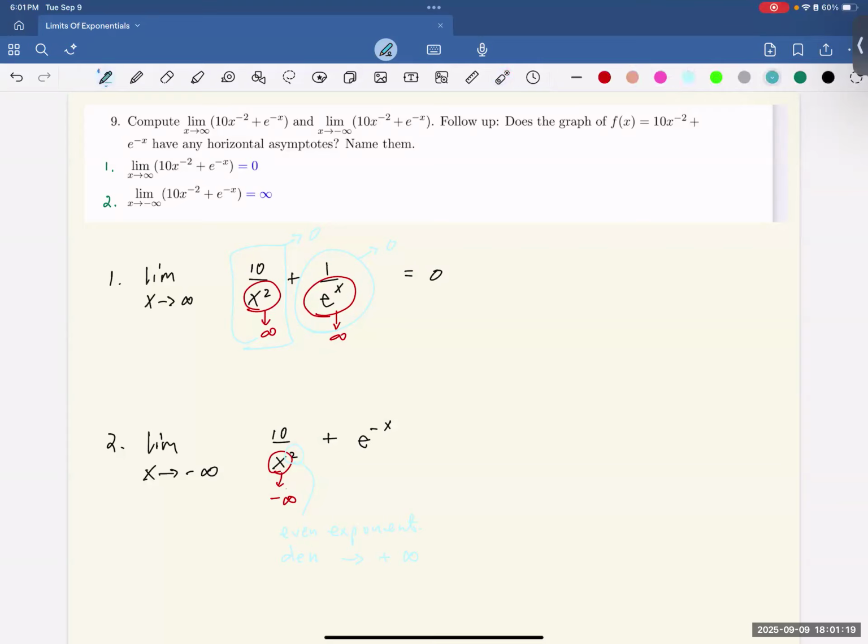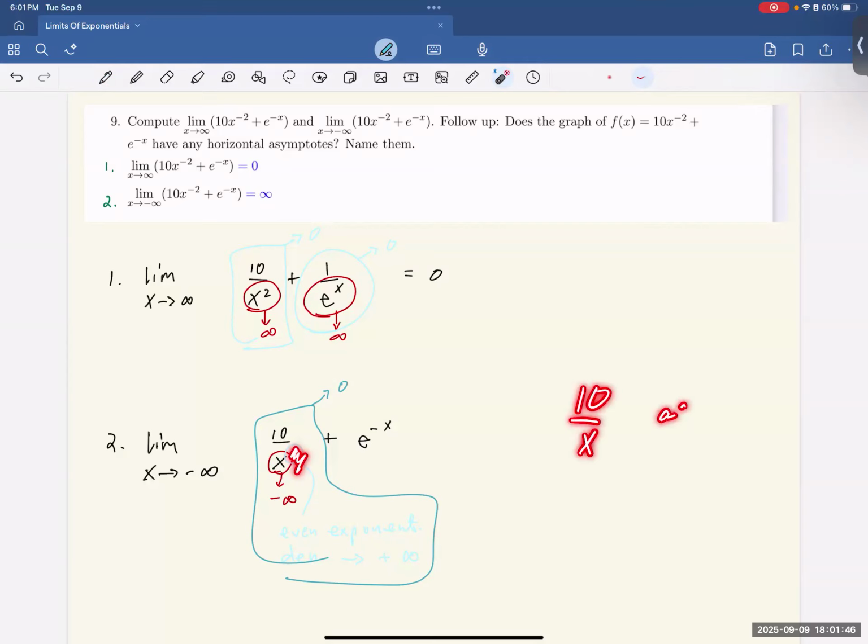Then we're looking at all of this. That's 10, a fixed number, over a big denominator that's positive. This goes to 0. And I should say, even if the denominator were negative, let's say, just for example, the exponent wasn't there, and we had 10 over x as x goes to negative infinity. This is still going to 0, whether the x is positive or negative.